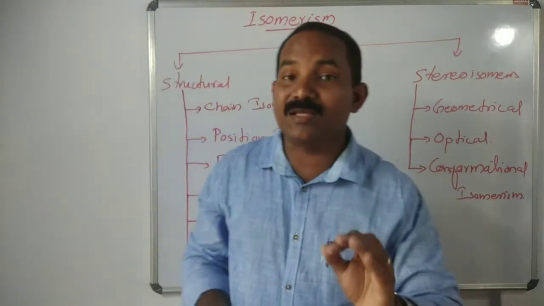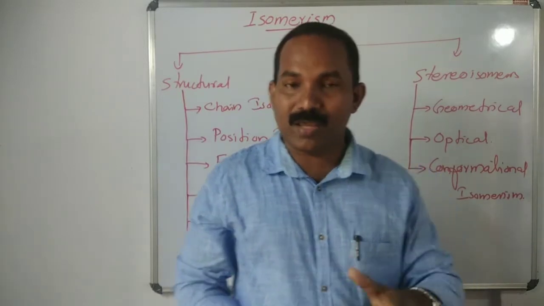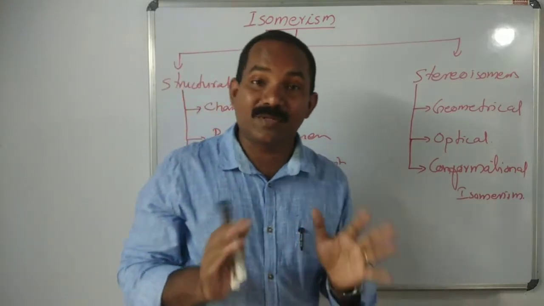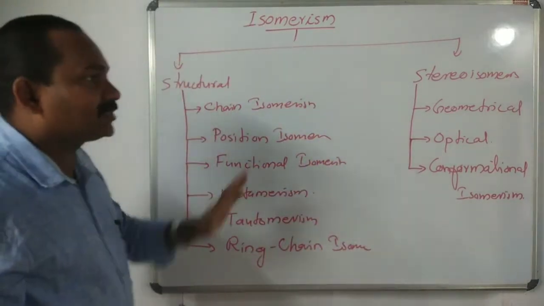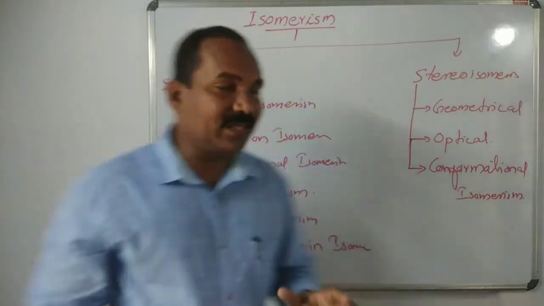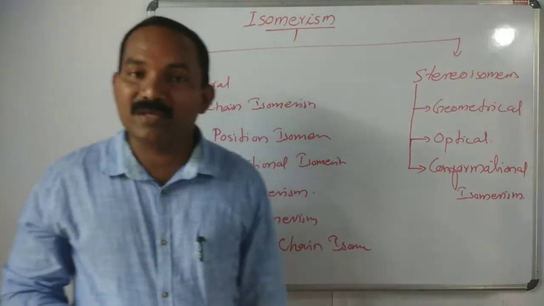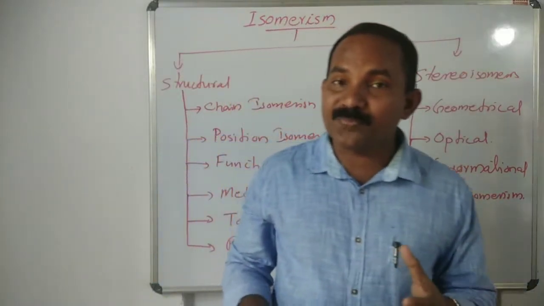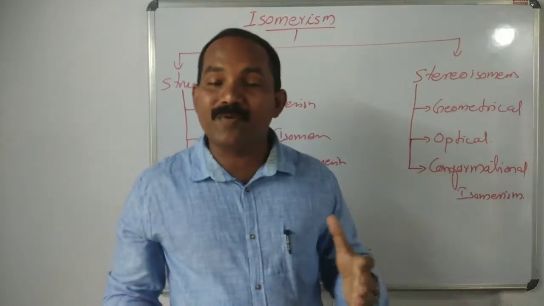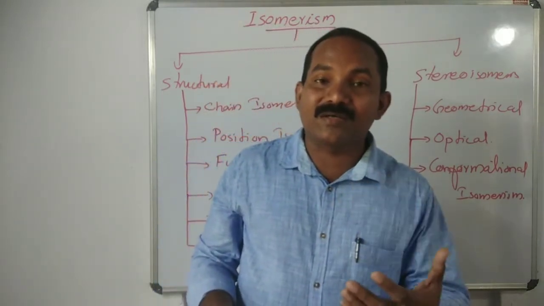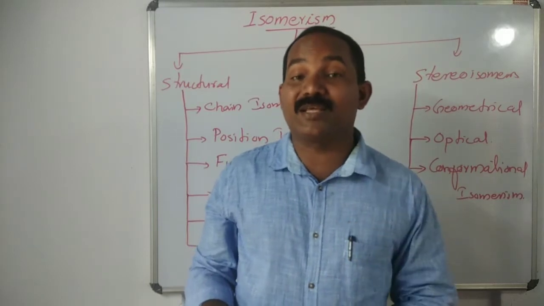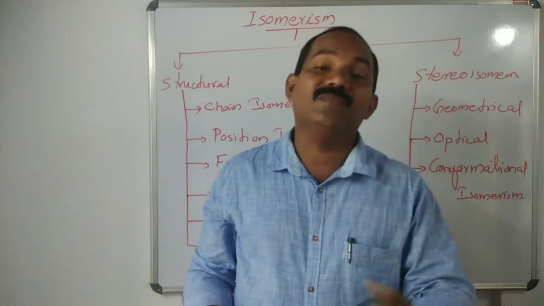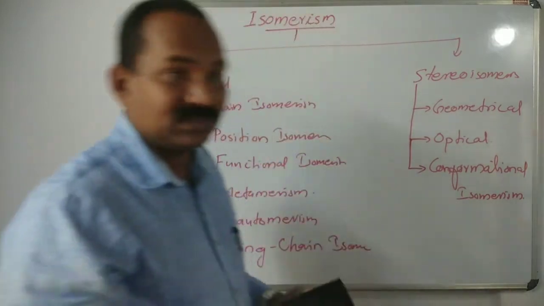Optical isomerism is discussed in the +2 classes. You should learn these, otherwise you will feel difficulty in the +2 classes. These are the classifications. Let's discuss them one by one with suitable examples. In this chapter we will discuss the different structural isomerism; geometrical and conformational isomerism will be discussed later in the next chapter.